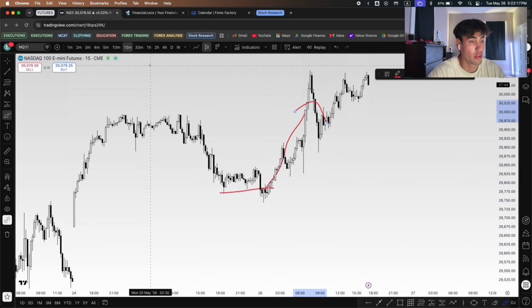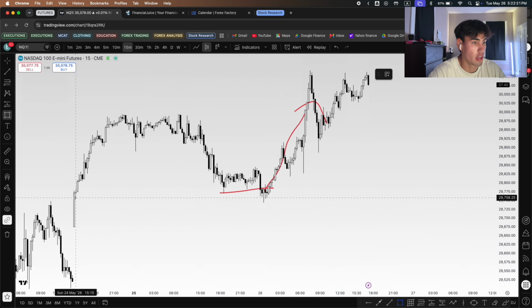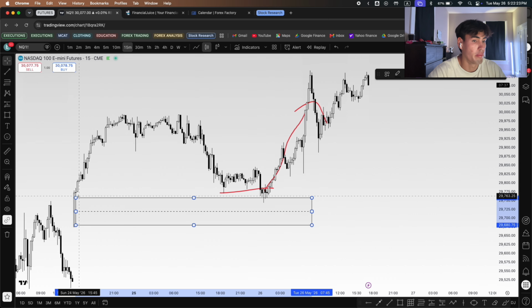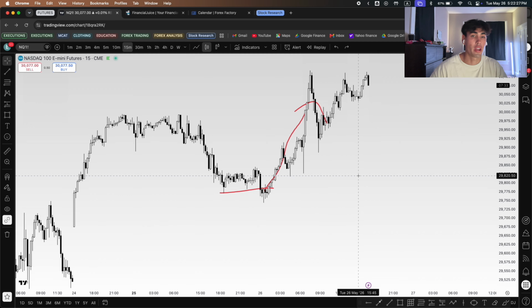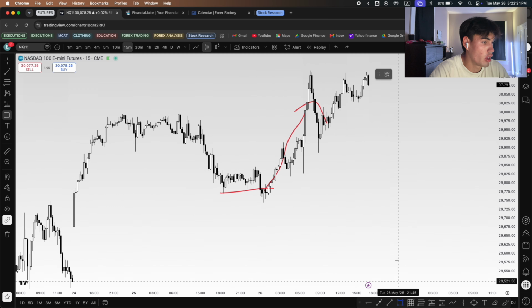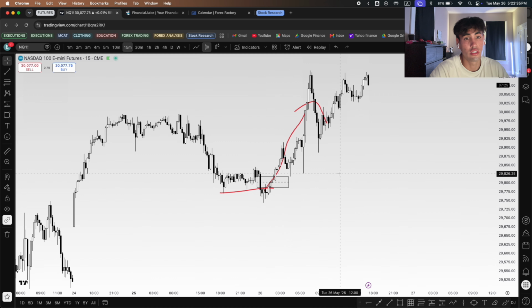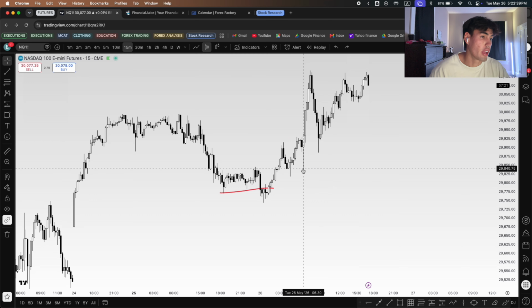You have to pair this with other things like an imbalance, a fair value gap, which I believe we have right here over here on the higher time frame. You need to pair liquidity sweeps with fair value gaps and inverses, which I believe we have right over here. But this is just getting you guys to see how liquidity sweeps and fair value gaps work.